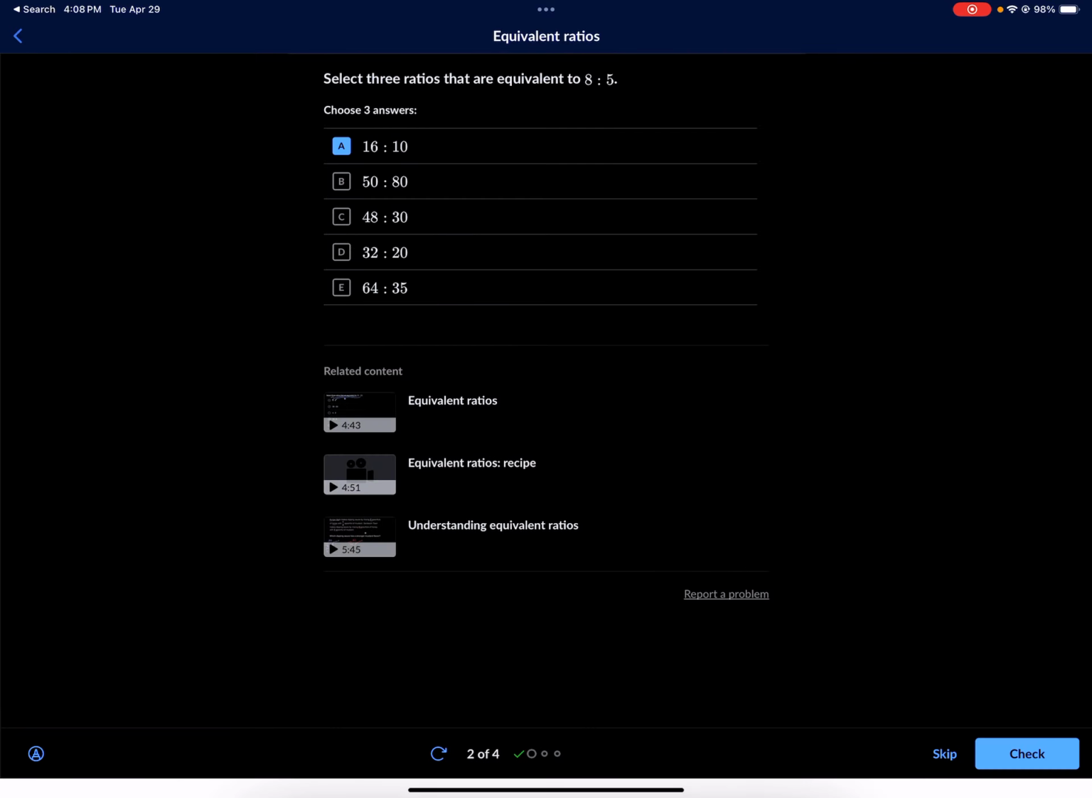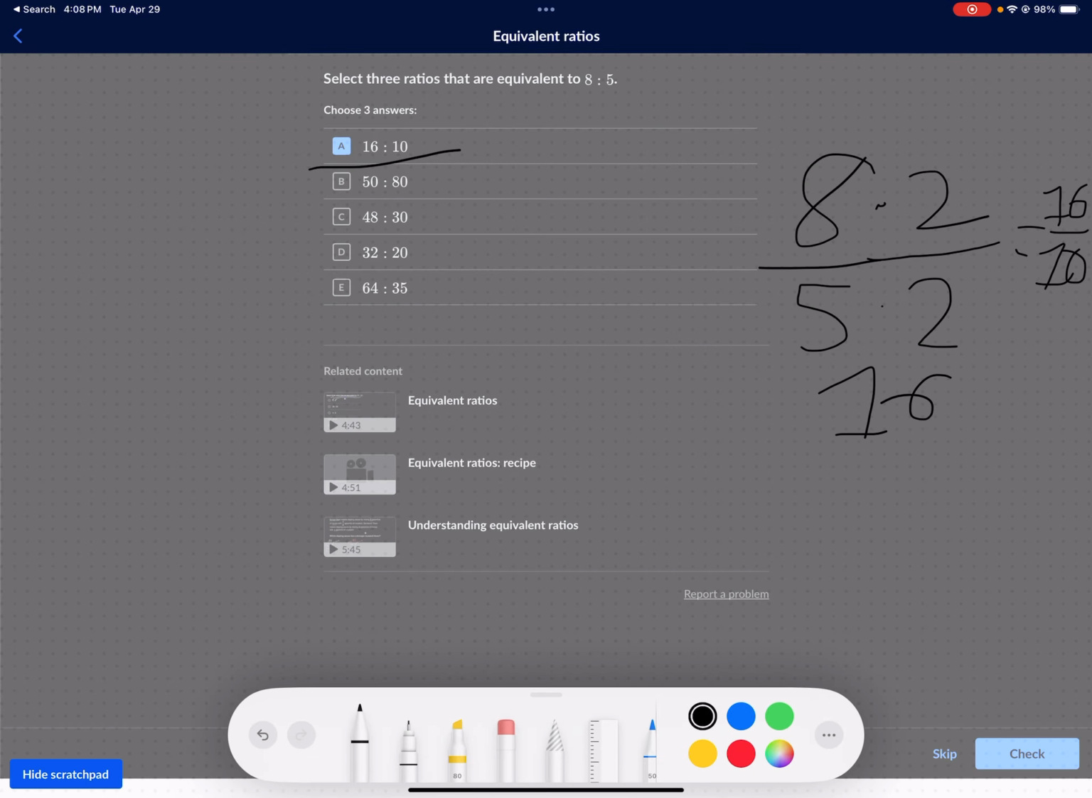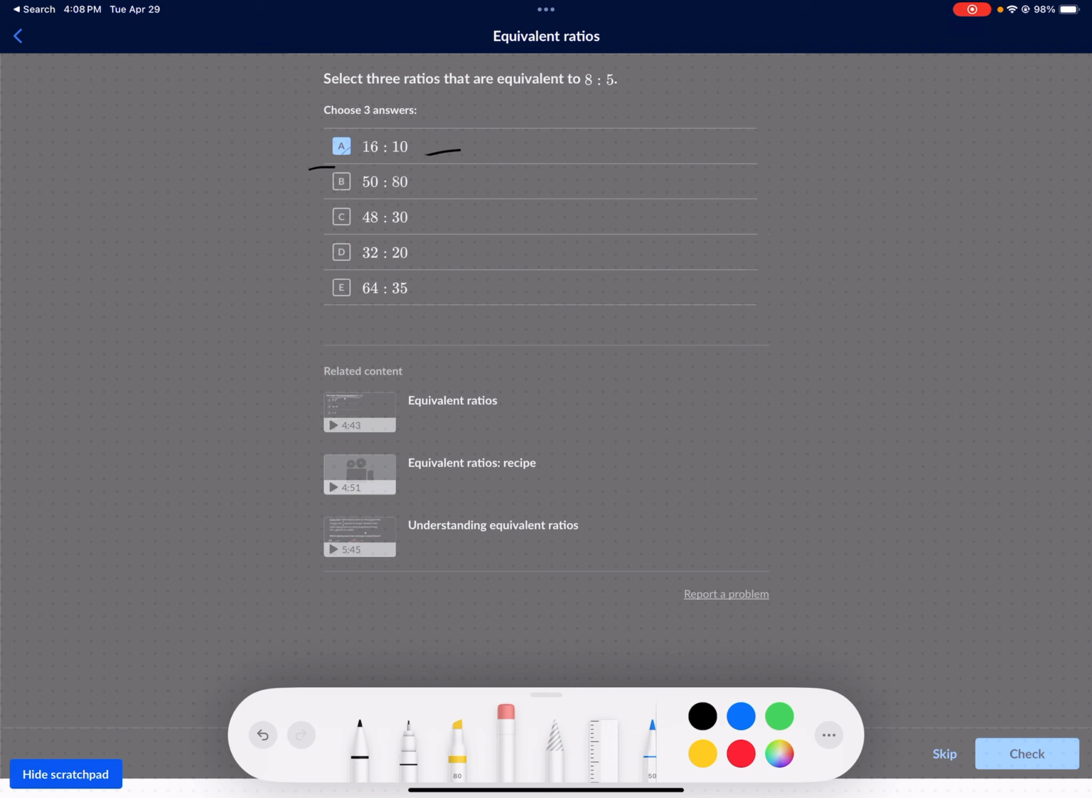And remember, this is equivalent to this. We can use a colon, we can use a division sign, a cross sign. Remember, ratios don't really have a lot of limits, you know? Okay, so if we have 16 over 10, it looks like we're still going up.